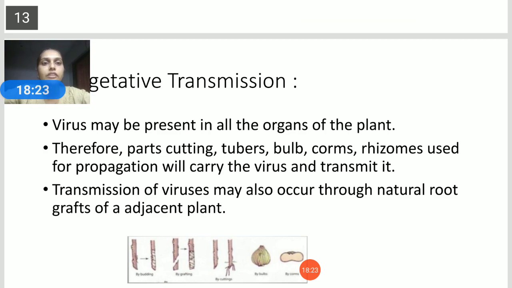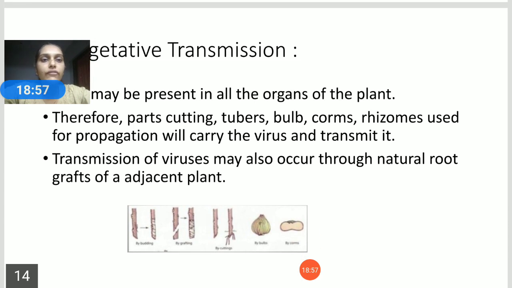In vegetative transmission, the virus may be present in all the organs of the plant. Therefore, cuttings, tubers, bulbs, corms and rhizomes used for propagation will carry the virus and transmit it. Transmission of viruses may also occur through the natural root graft of an adjacent plant. Any grafting that occurs on plant parts allows the virus to enter through these grafted parts.